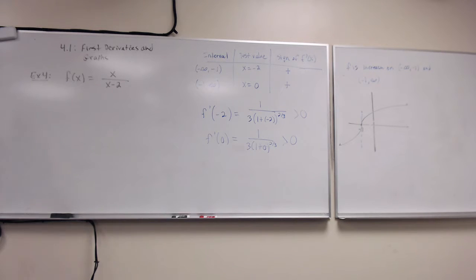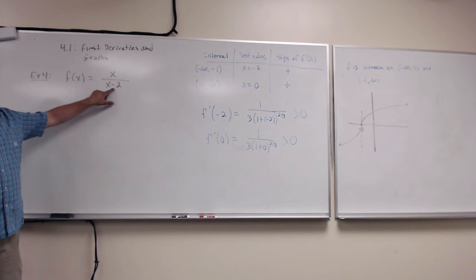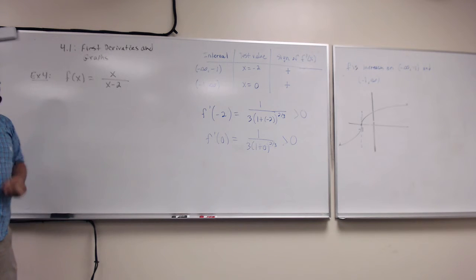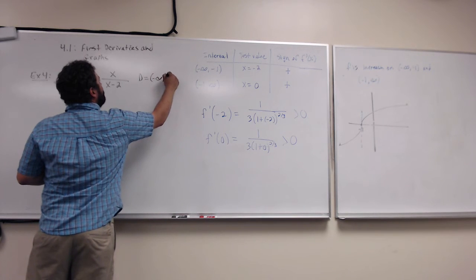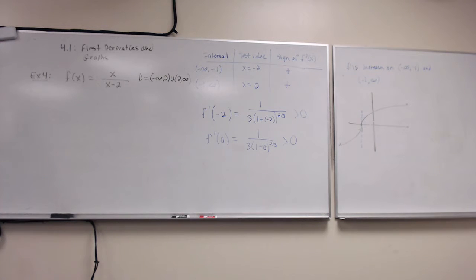Now this function does have a vertical asymptote at x equals 2, because 2 makes the bottom 0, but it does not make the top 0. Okay. You might as well do this from now on too. It's a good habit to get into to just write down the domain of the function. So the domain would be everything but the number 2, because that's what would lead to division by 0. So the domain is -infinity to 2, union 2 to infinity.